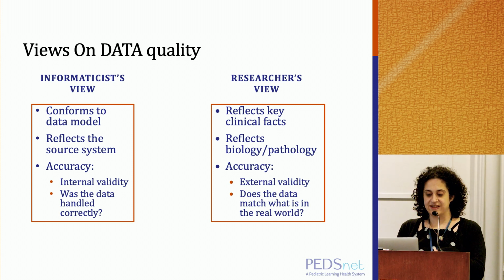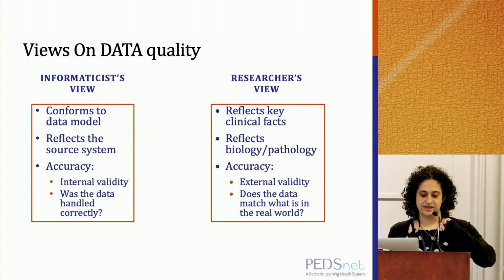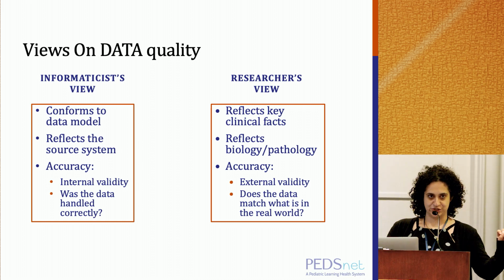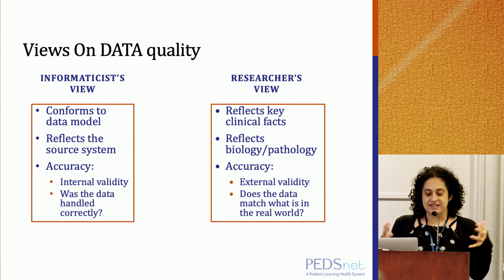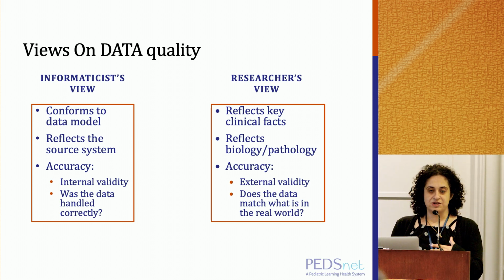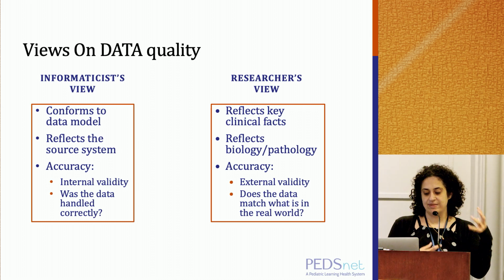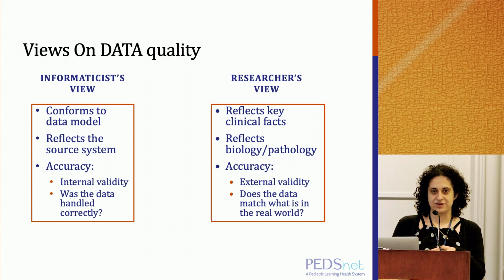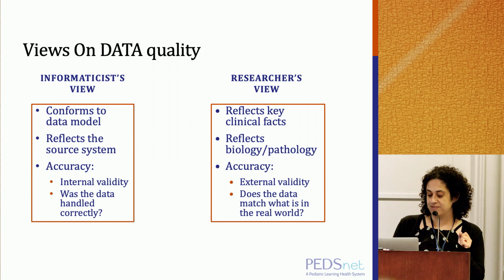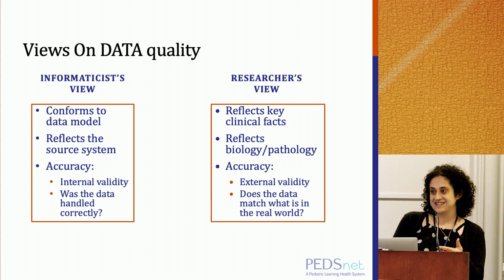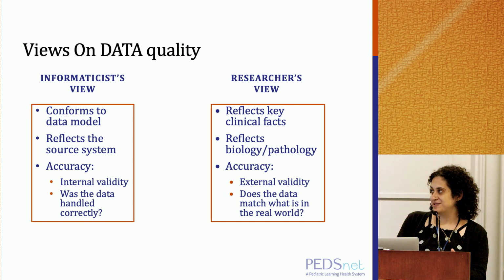And then we started to think about how to bridge the gap between informaticists' view on data quality and researchers' views on data quality. This is our next phase, and we've started some work on this. The informaticist is very concerned about the data model and the source system and making sure there's validity and that these things were handled correctly. Researchers, no matter how good we think our data quality is, if they get something that just doesn't make any sense to them, they think the data is all garbage. So this is something we're trying to figure out how to do.